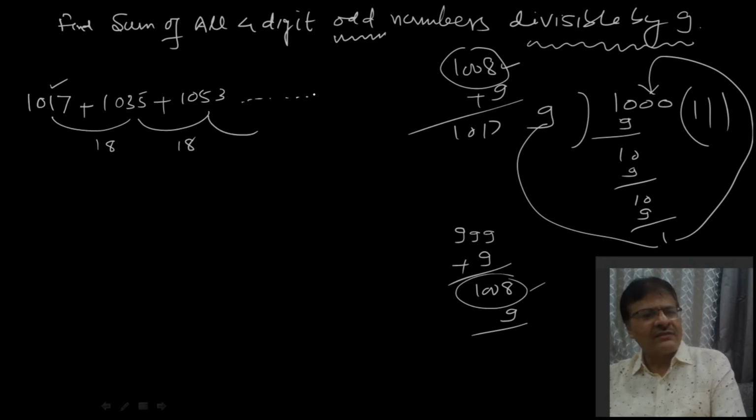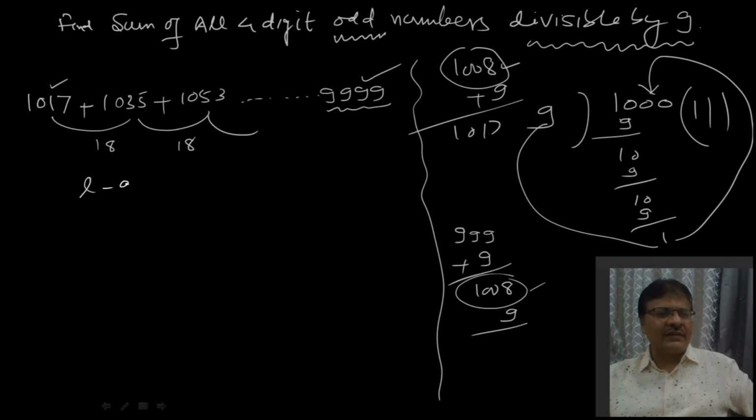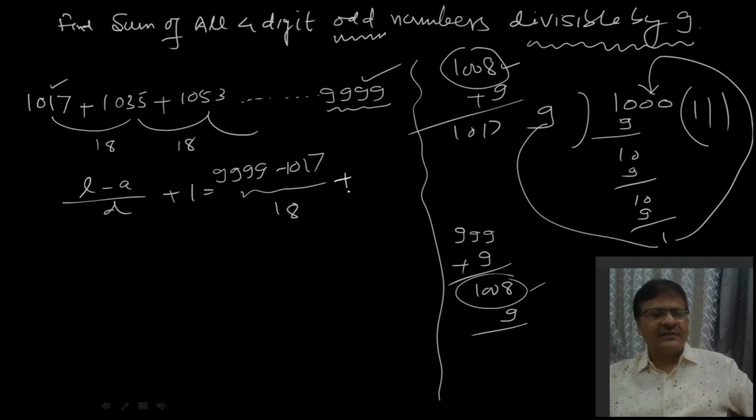And what is the last number? No need to worry, 9999 is the last 4-digit number which satisfies all the conditions. It is odd as well as divisible by 9. Now first we calculate the number of terms in this series. Again apply the same formula: last term minus first term, upon common difference, plus 1. So 9999 minus 1017, divided by the common difference 18, plus 1.